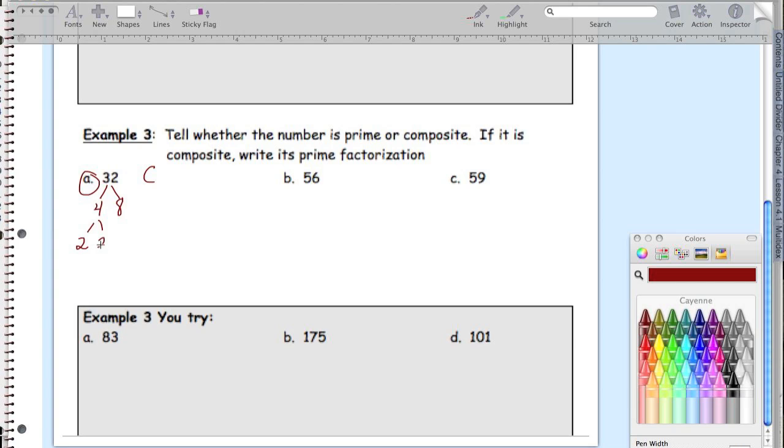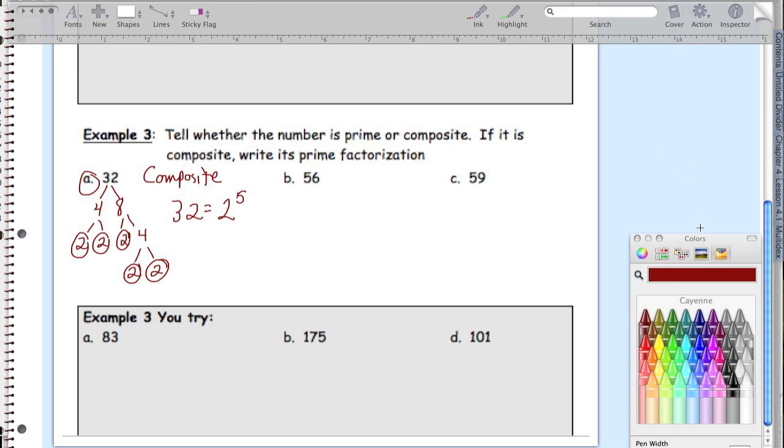4 can break down into 2 and 2. 8 can break down into 2 and 4. And then 4 can break down into 2 and 2. So we find that 32 is the same as 2 to the 5th. That's our prime factorization, and it's a composite number.